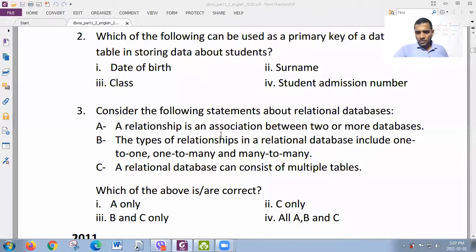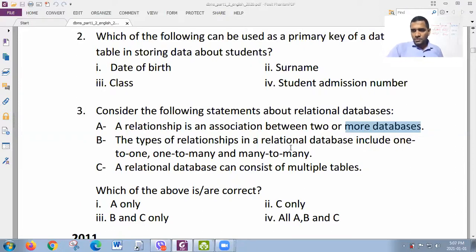A relationship is an association between two or more databases. No. I focused on that. A relationship is an association between two tables, not two databases. Okay, so that is wrong. It is not the connection between two databases. It is the connection between two tables. So the first one is wrong.